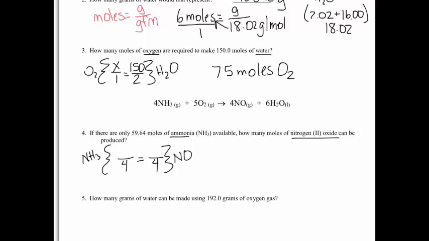We have from our question that we have 59.64 moles. It's kind of a weird number. We're going to solve for nitrogen oxide. And actually, since these two cancel out, the answer is going to be 59.64 moles of NO.